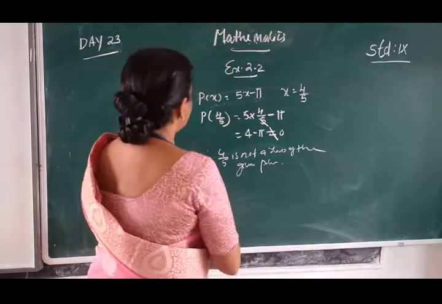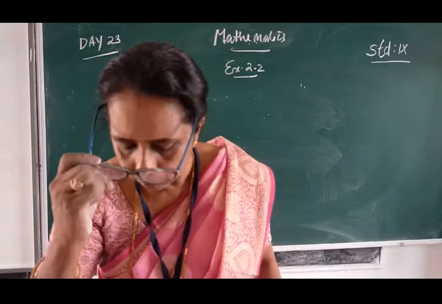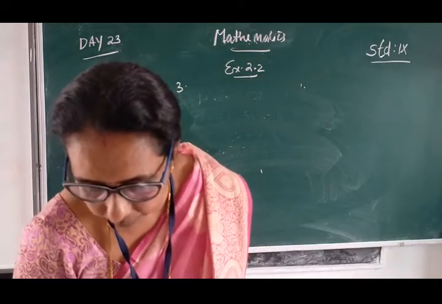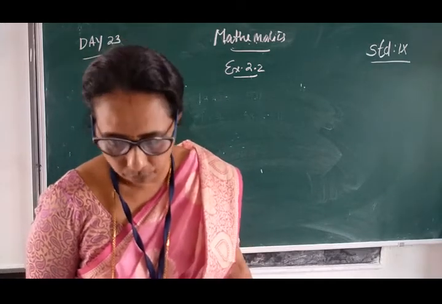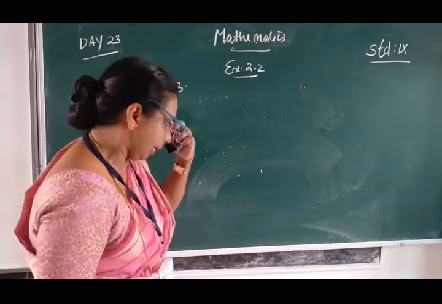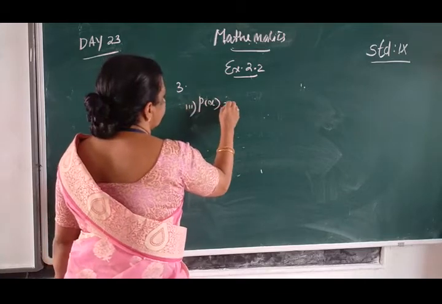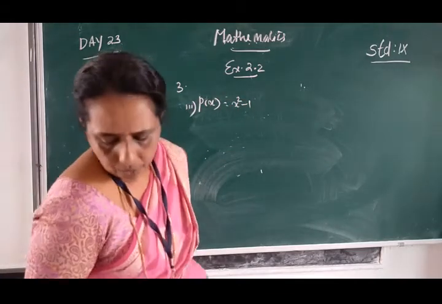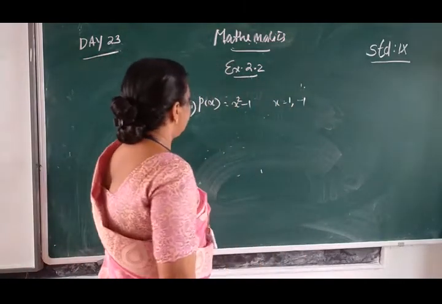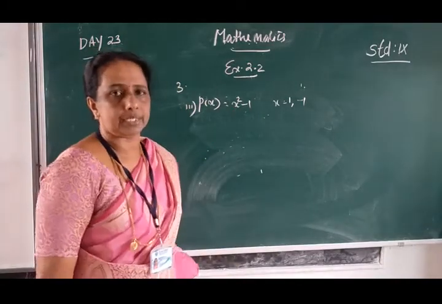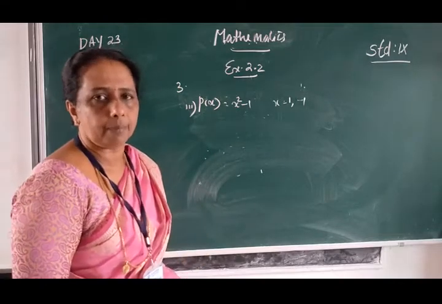Okay, then third question. Third one, p of x is equal to x square minus 1, where x is equal to 1 and minus 1. This is a quadratic polynomial. Two numbers are given. Check whether the two numbers are zeros of the given polynomial.